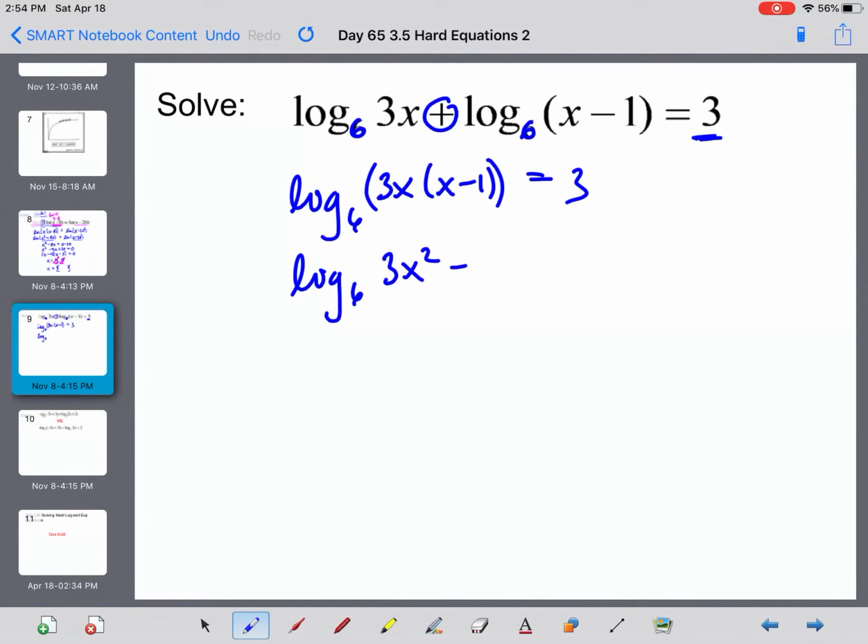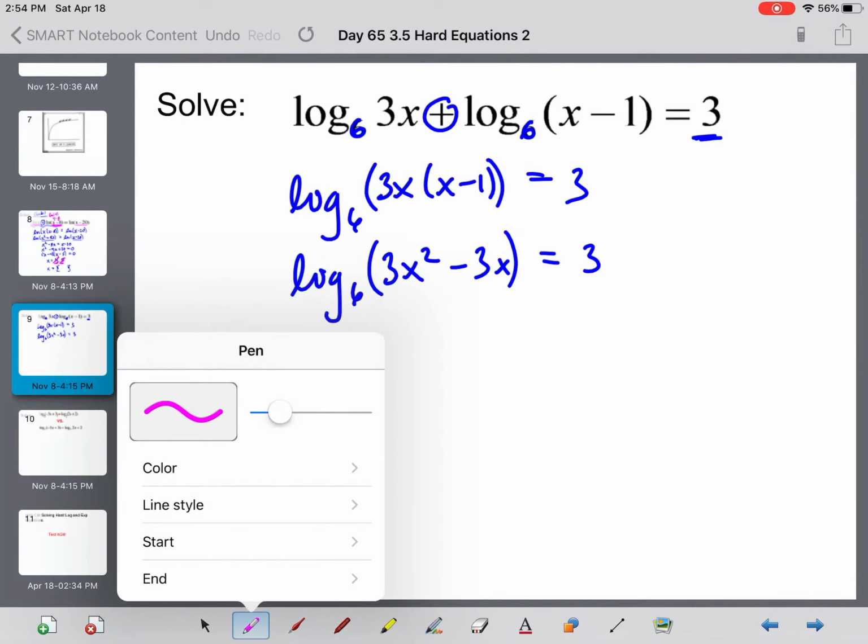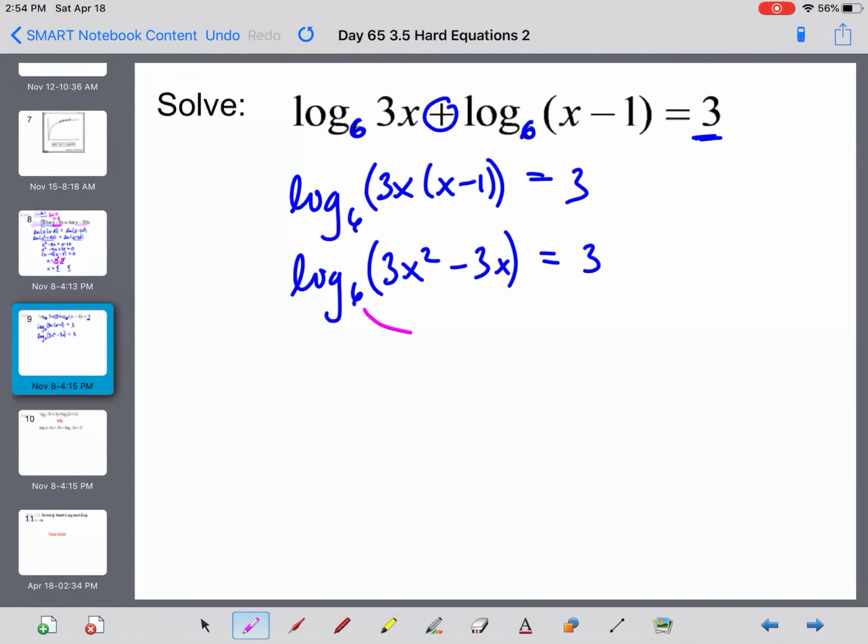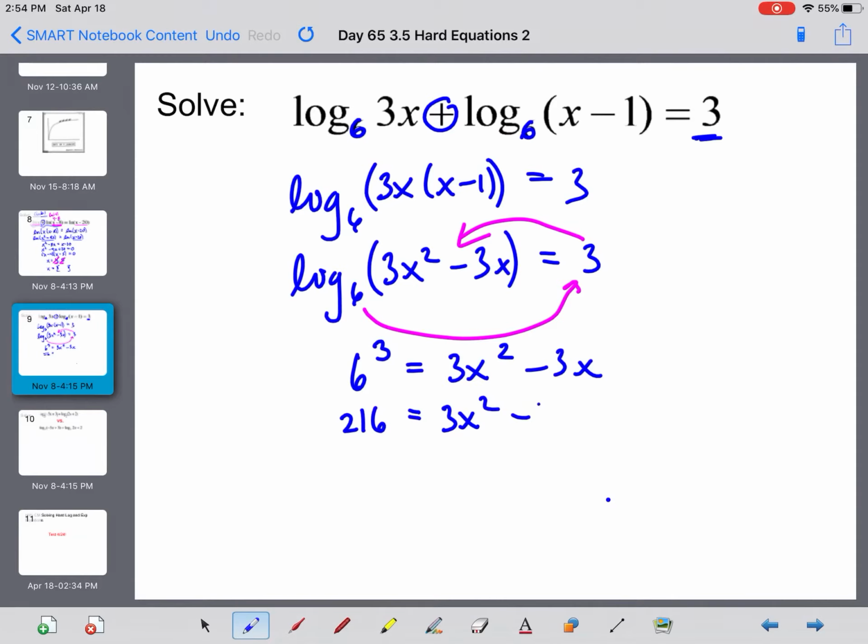So this will be log base 6 of 3x squared minus 3x, keep that in parentheses, equals 3. Now, the cool thing is, I have log base something equals something. Since we have this simplified, I can now rewrite this in exponential form. So then I'm really solving the equation 6 cubed equals 3x squared minus 3x. 6 cubed, I think, is 216. And so I'm left with another quadratic that I'm going to be solving.